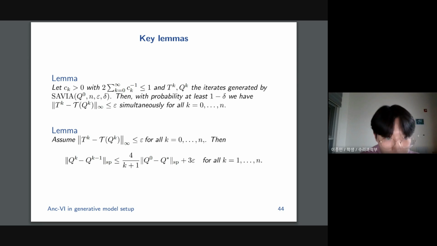And based on this first lemma, the second lemma says that if this difference is not that big, then the difference between QK and QK minus 1 is also small. I want to remind that this QK minus 1 appeared when I explained the recursive sampling. So this lemma says that since QK minus 1 is small, then due to the recursive sampling, we effectively reduce the sample complexity.